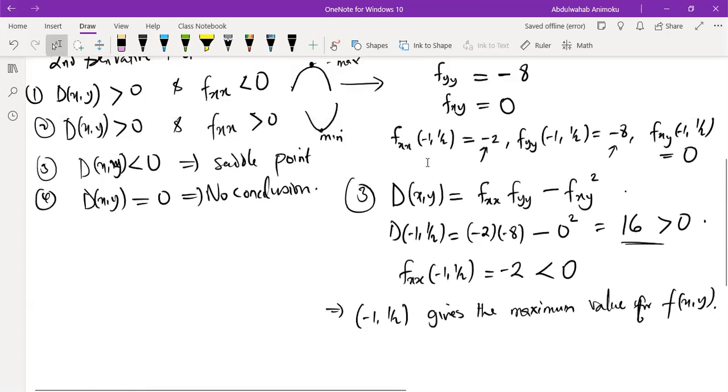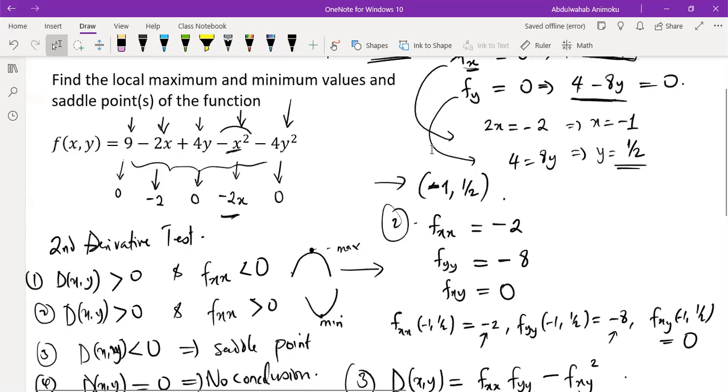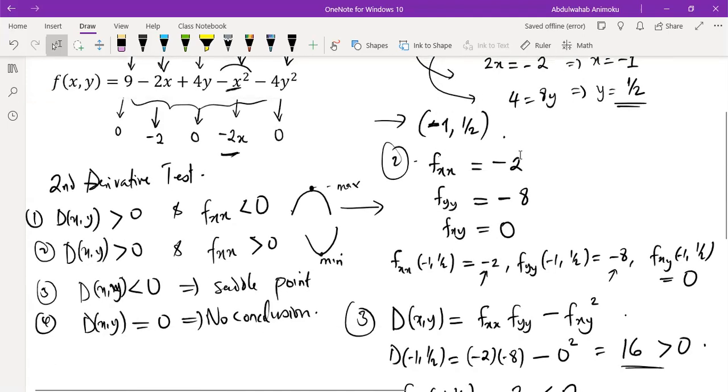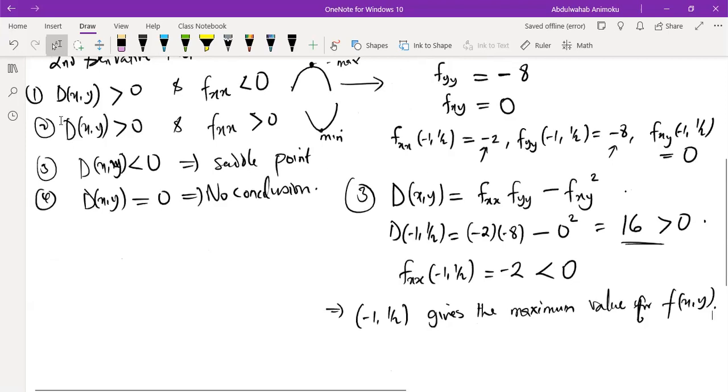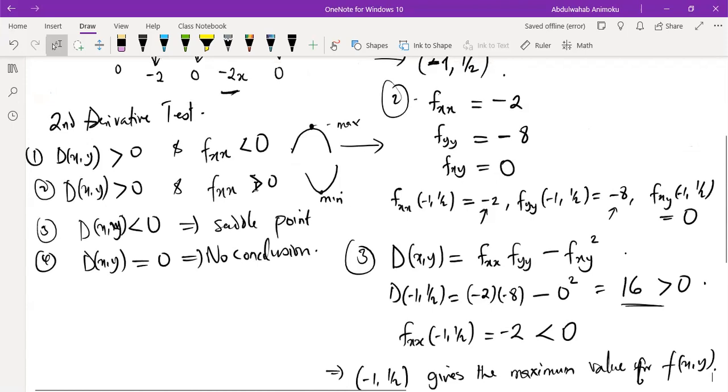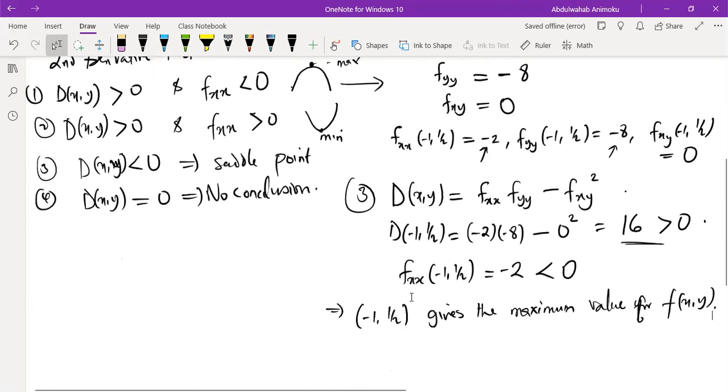Now, in the next problem, we'll be solving another problem similar to this, but that will be more computationally intensive than this one. So stay tuned for that. Make sure you watch this video again to make sure you have the second derivative test under your belt before you go to the next video.